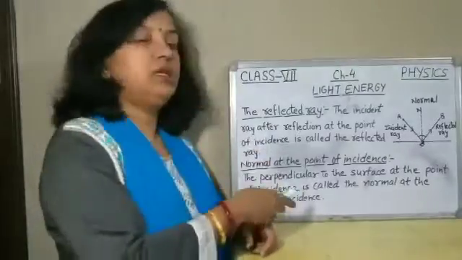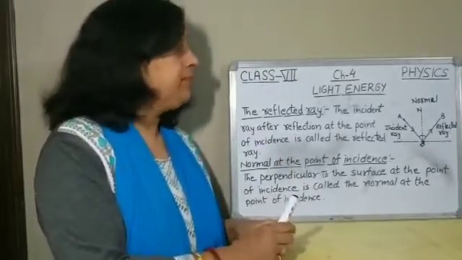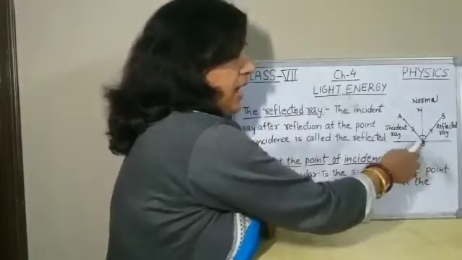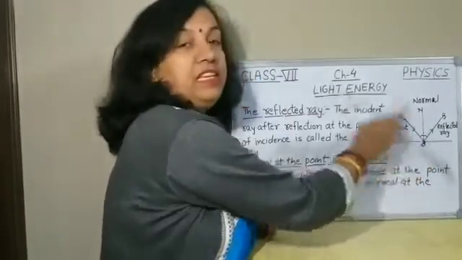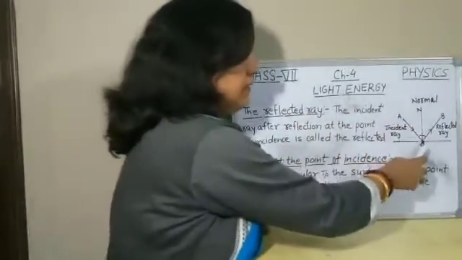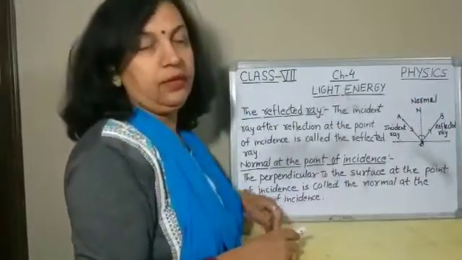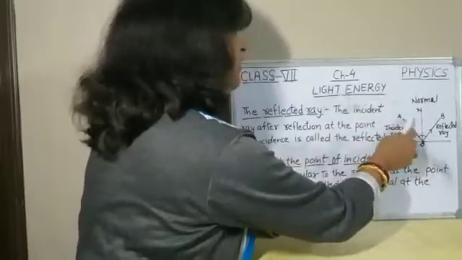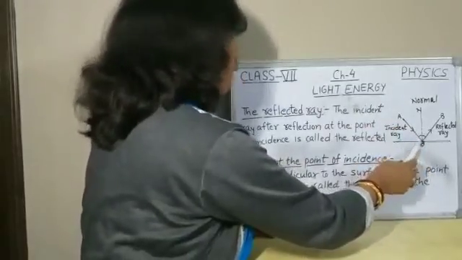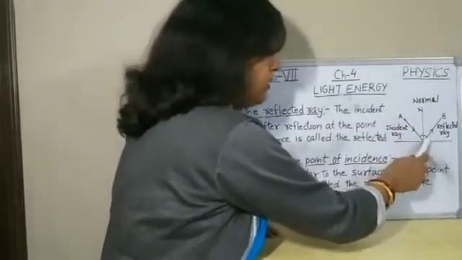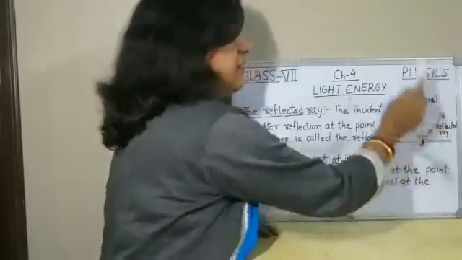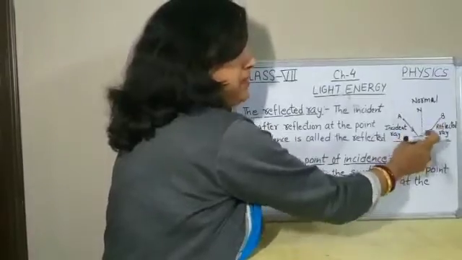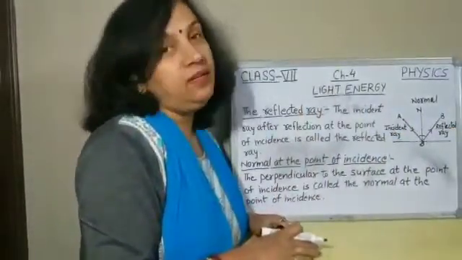Now the next one is the reflected ray. The incident ray strikes at the point of incidence and reflects back in another direction. So the incident ray after reflection at the point of incidence is called the reflected ray. So in this figure, OB represents the reflected ray.